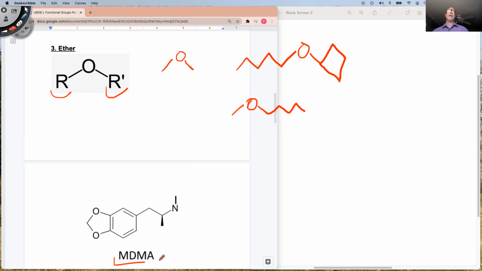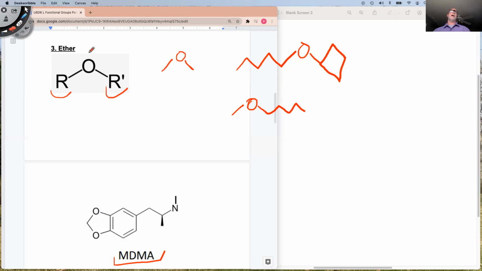So let's take a look at this compound down here. This compound is MDMA, okay? The street name for that is called ecstasy, all right? Now, if we take a look at this compound, we can see that there's more to it than just a bunch of carbon chains. We have some oxygens, we have a nitrogen over here.